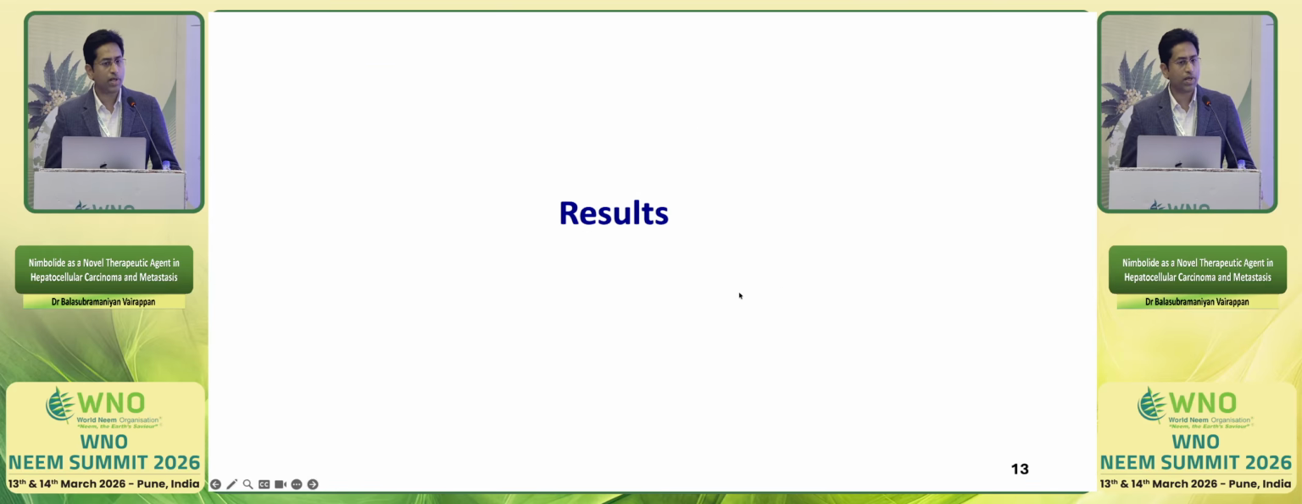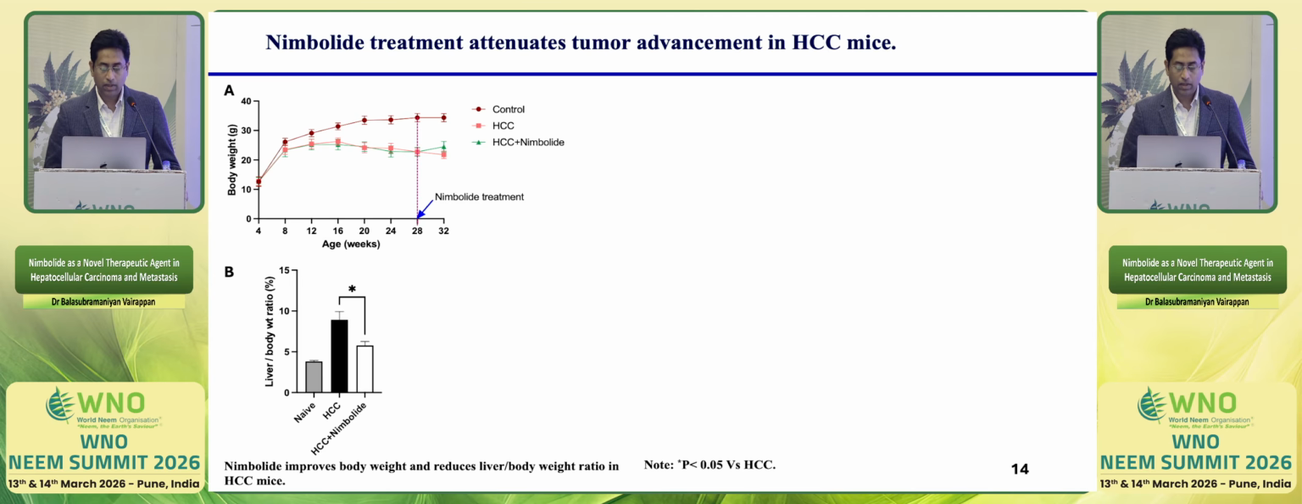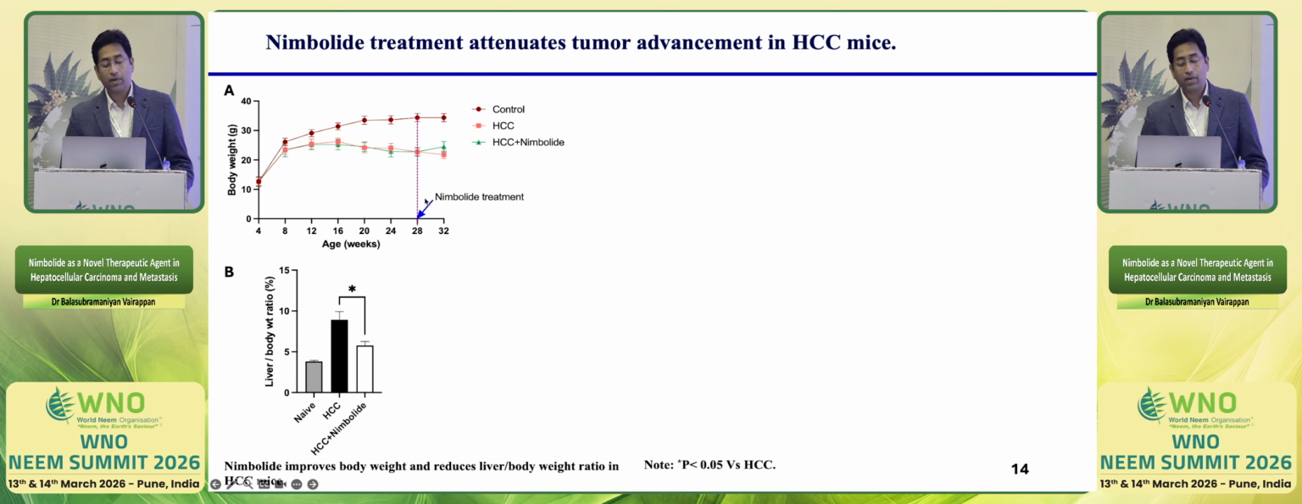Coming to results, this figure shows the body weight changes observed in control and experimental mice. You can see here in HCC mice, from week 16, the body weight declined throughout the experimental duration. On treatment with nimbolide at the 28th week for the next 4 weeks, the body weight significantly improved. Furthermore, the liver weight was also significantly increased in HCC and improved by nimbolide, whereas the increase in liver to body weight ratio was significantly decreased by nimbolide treatment.